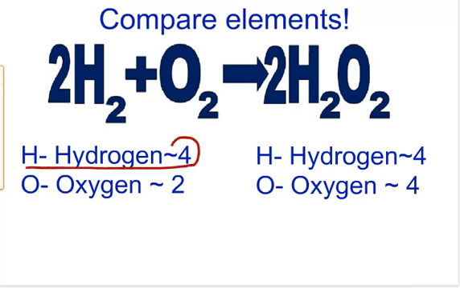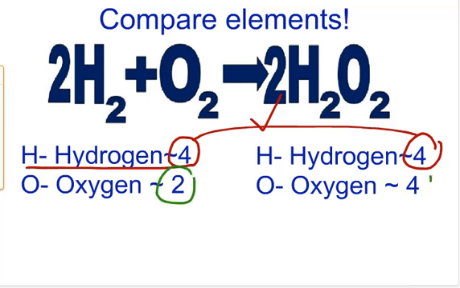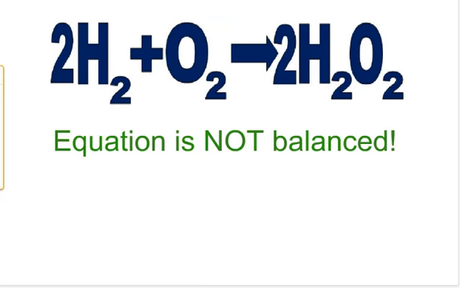Our hydrogen on the left is 4, our hydrogen on the right is 4. That is balanced. Our oxygen on the left is 2. Our oxygen on the right is 4. That is not balanced. This equation is not balanced.